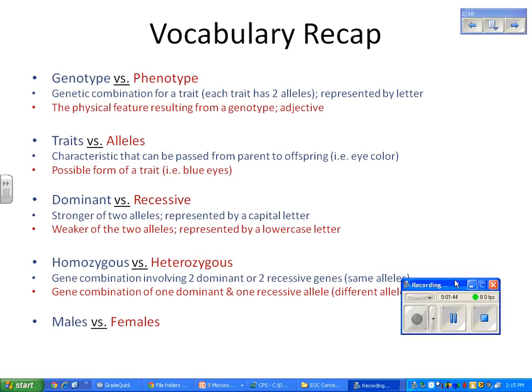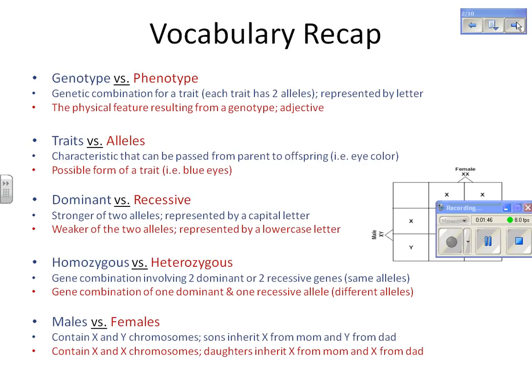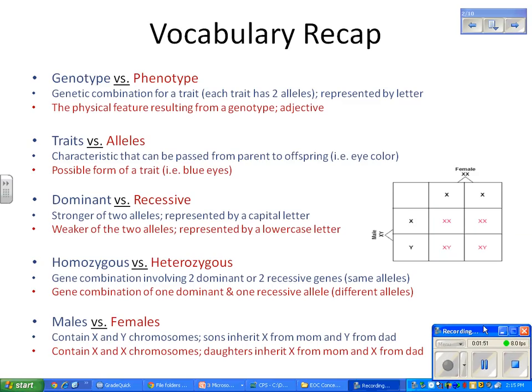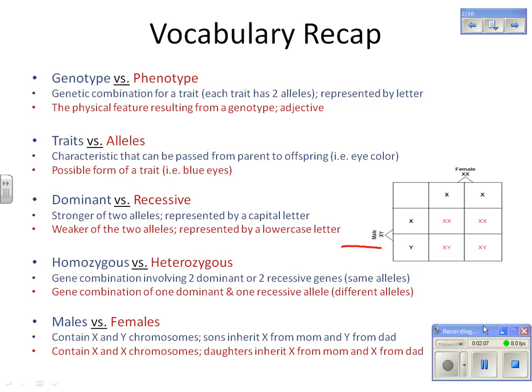And finally, we just have to recap really quickly the difference between males and females, of course. Males are going to contain an X and a Y chromosome, which means that sons are going to inherit their X from their mom and their Y from their dad. And then we have females, which contain 2 X chromosomes, one from the mom and one from the dad. If you see here our test cross, we always have the bottom 2 squares expressing our sons or possible males, and the top 2 expressing females or possible daughter offspring.